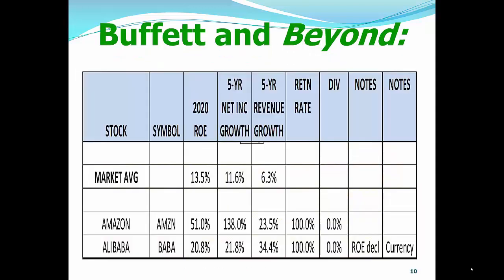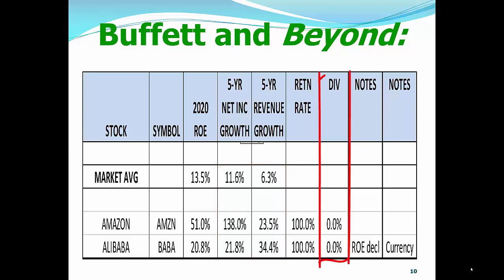as the S&P. Now, when we look at these stocks together, the average ROE for the average stock in the S&P 500 is about 13.5%. Amazon has a 51% ROE for 2020. Alibaba, 20.8%, which is not shabby. Now, with net income growth, Amazon, 138%. That's the 5-year number. And Alibaba, 21%. Revenue growth, Alibaba at 34%, beating Amazon at 23%, and both of these are 5 and 6 times higher than the average stock, folks. So don't think that these stocks are not good when we look at these numbers. When you think about the market averages, these stocks are way above the market averages in every category.